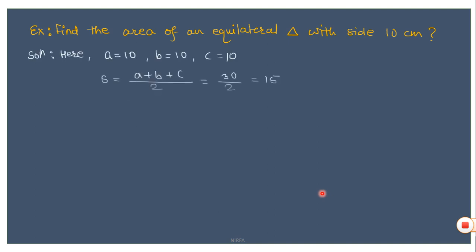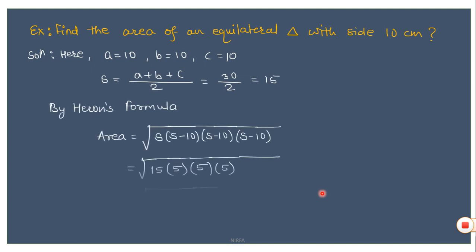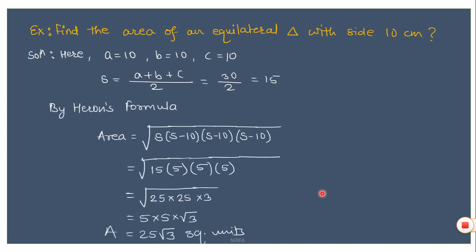So for the Heron formula, the sides are 10, 10, 10. I'm calculating the semi-perimeter of that triangle, and that is 30/2, 15 centimeter. And by Heron's formula, I have written Heron's formula here. Just put the value of S, A, B, C, and you will get this. So I have to find the square root.